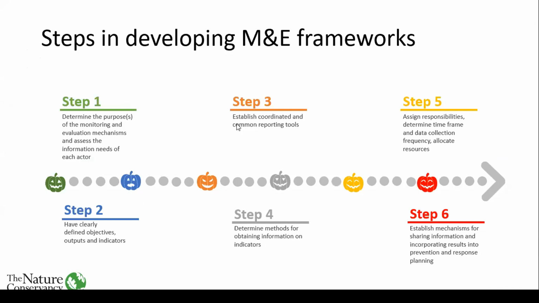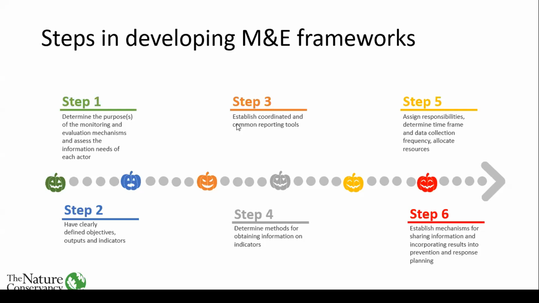The third step is to establish a coordinated and common reporting tool or tools. So we should ensure that at this point, as we are developing the framework, we are clear on what reporting tools we'll be using, the frequency of reporting, and those kinds of things. Step number 4 is to determine methods for obtaining information on indicators. So will you be doing surveys? How will you basically get this information? Will you be getting it from secondary sources? At this point, you need to be clear on where you'll be getting your information.